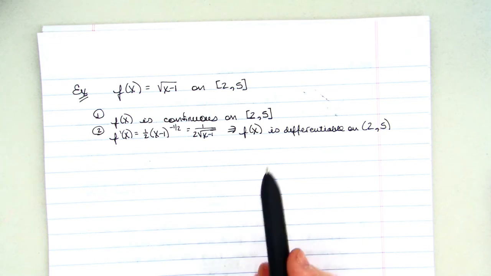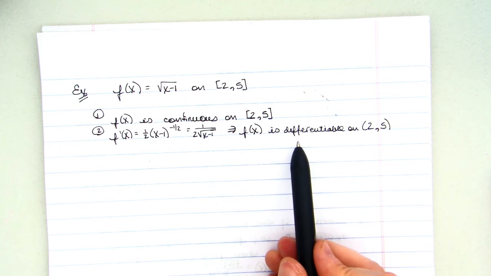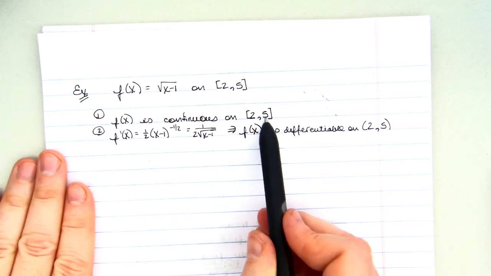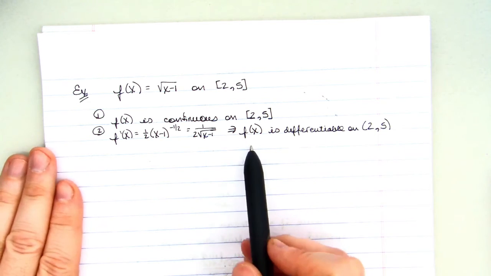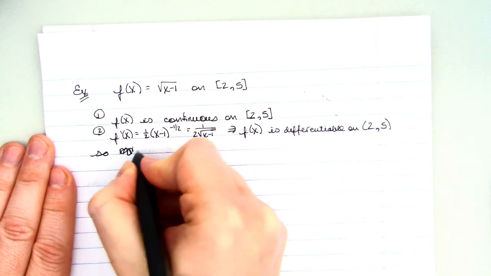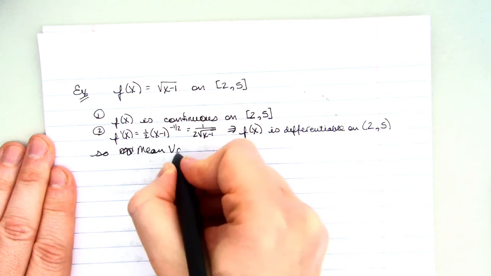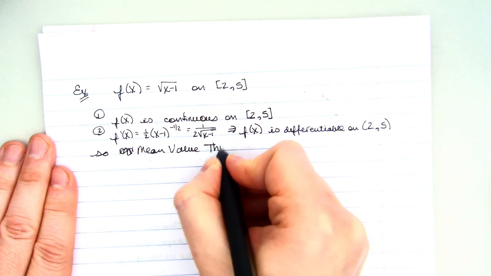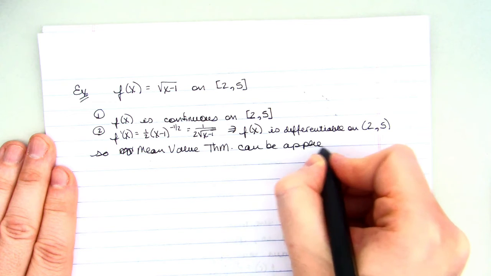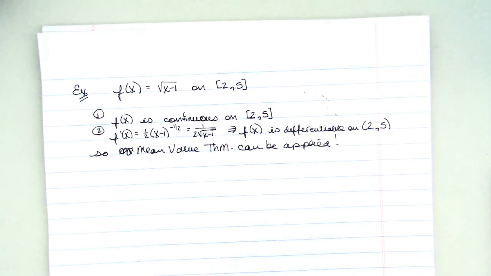Please make sure you're saying f of x is differentiable, not f prime of x is differentiable. That means something different. When I state f of x is differentiable on 2 to 5, I'm saying my original function's derivative exists. So, yes, the mean value theorem can be applied. Okay, I want you to take a moment and tell me the slope that is guaranteed. Do your f of b minus f of a over b minus a.